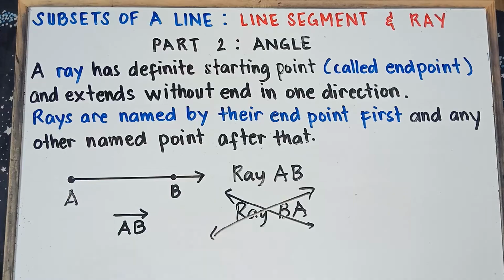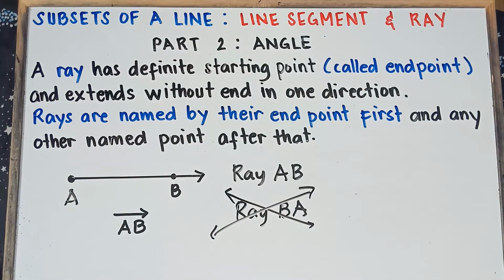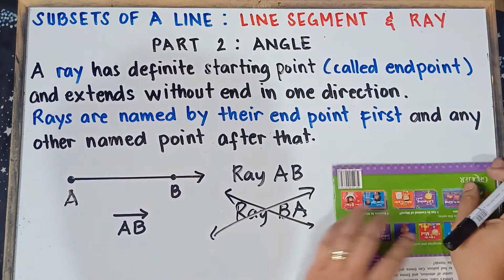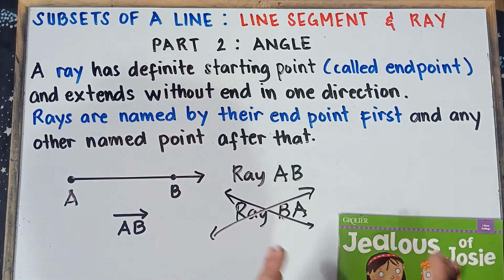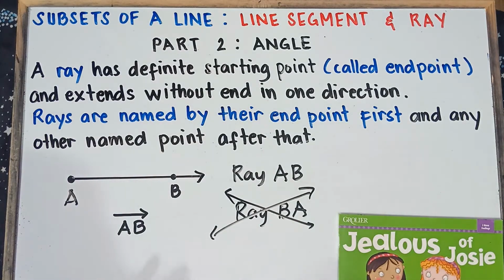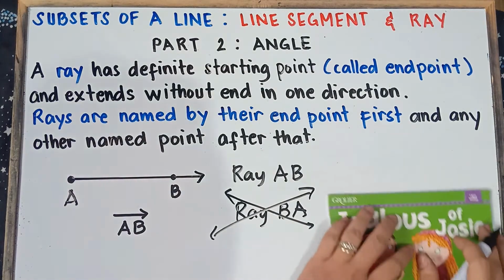Arrow going to the right. And that would be AB. Once again, class, for the symbol of ray, it's always arrow going to the right. Let's have an example, class. What if you have this one? Another example, class. Many of the students will commit mistakes in reading the ray or naming the ray.